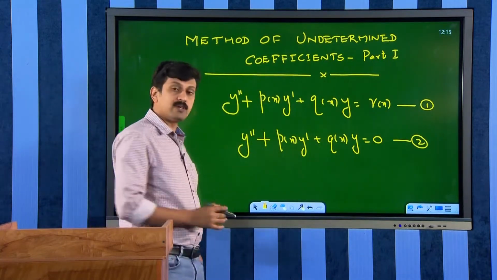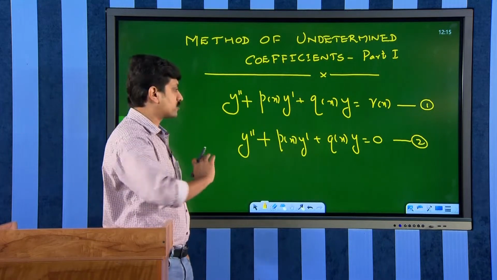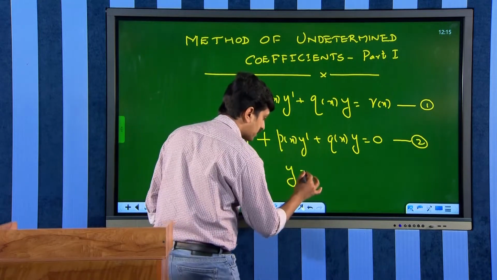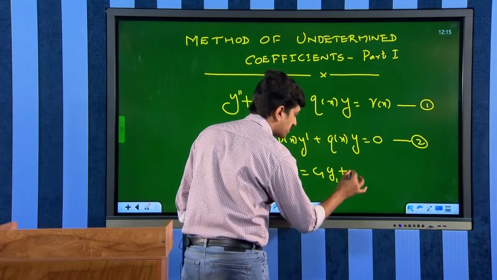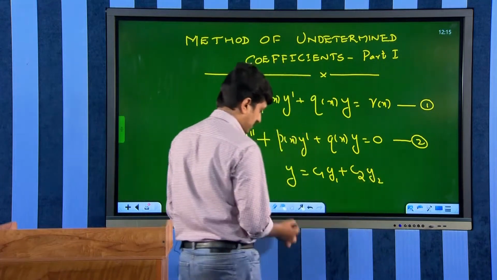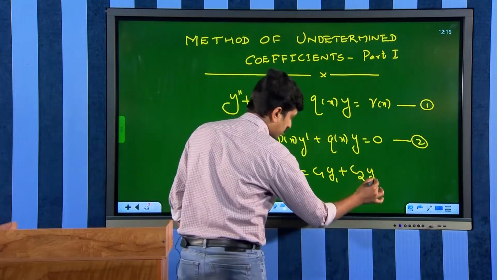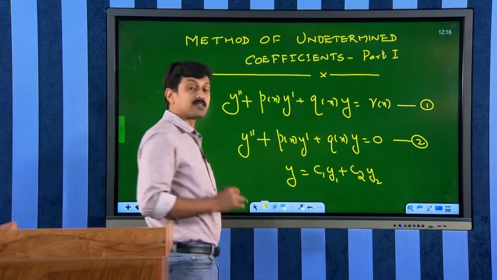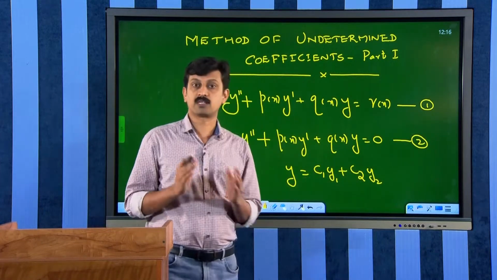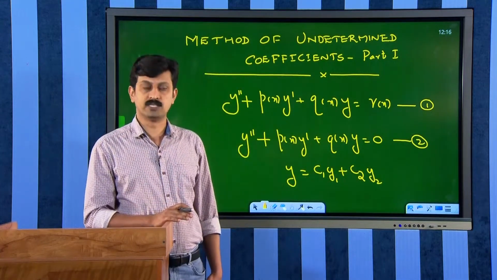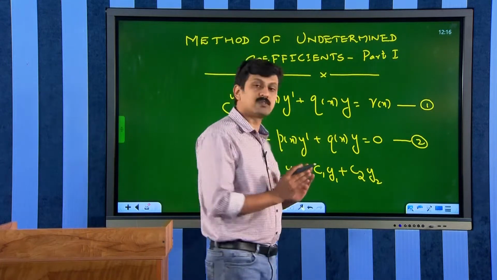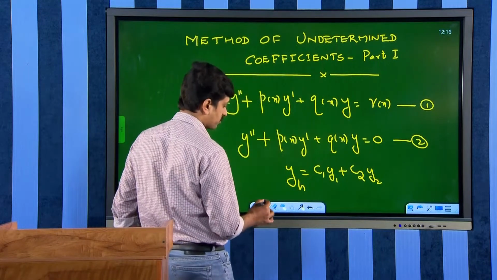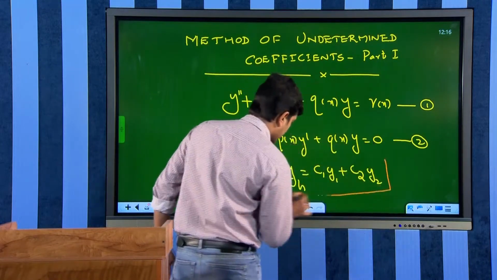We have already discussed in many sessions the solution of the homogeneous linear differential equation, and that may have the solution y is equal to c1 y1 of x plus c2 y2 of x. Here c1 and c2 are arbitrary constants, and y1 and y2 are the fundamental set of solutions, or the basis. This y is the general solution of the corresponding homogeneous equation. In this case, we may denote it as yh, the solution of the homogeneous part.